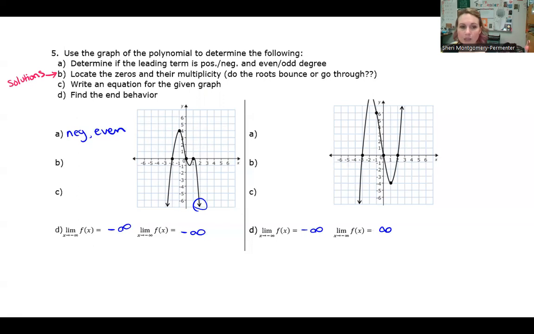Part B, it says locate the zeros and just determine the multiplicity. If it goes through, you don't have to really think about it. It just is that one. So if I'm looking at my zeros, I see 3 of them. At -2, I go through. At 0, I go through. But at 1, does everybody agree and see that you bounce at 1? So I'm going to give myself a little note that I bounce.